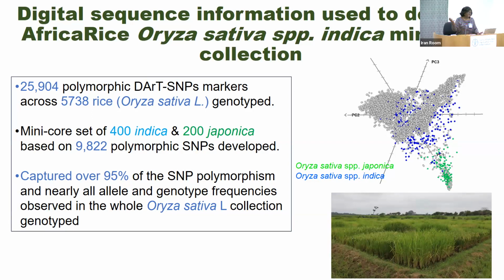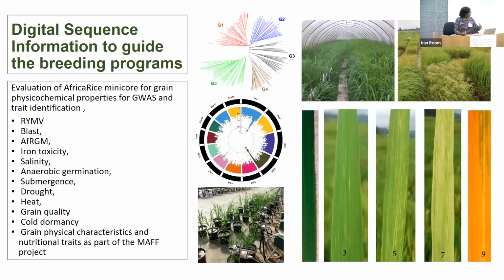They are now screened worldwide to identify new trait donors. In breeding programs, those mini cores have been used for traits. I just listed a few important traits that occur in the farmer's field, to identify new donors, to identify genes, and to be able to develop improved varieties.